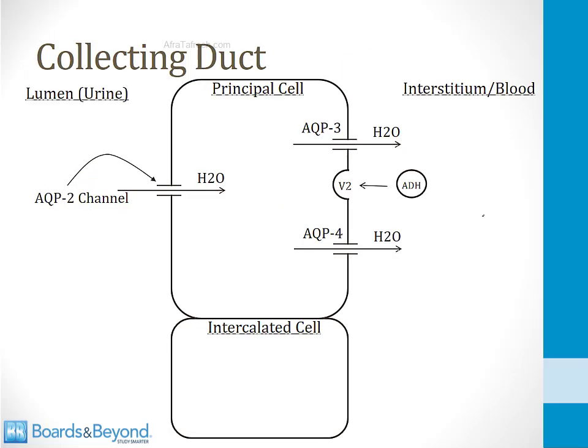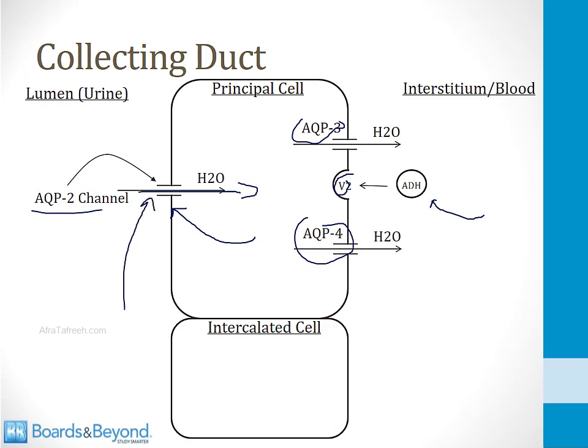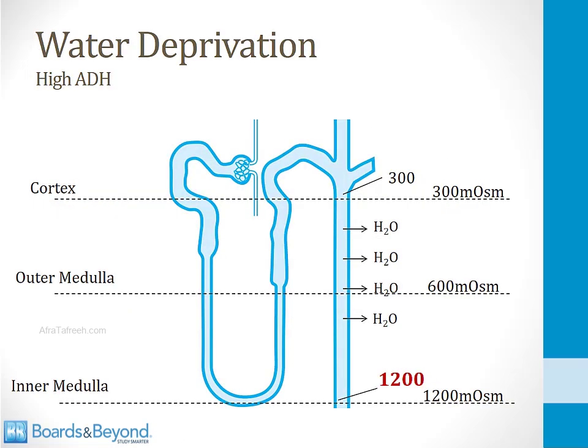So here's a picture of how this works. ADH comes along and binds to a V2 receptor. That leads to the insertion of channels on the luminal side of principal cells called aquaporin 2 channels. Once more of these channels are in place, more water enters the cell, and then there are other aquaporin channels like 3 and 4 that are always active on the other side of the cell. So basically, the amount of water being resorbed is controlled by the number of these aquaporin 2 channels, and the level and function of those aquaporin 2 channels is under the control of ADH. So the collecting duct can basically be completely permeable to water or completely impermeable to water. It all depends on the effects of ADH. So let's imagine that you are water deprived.